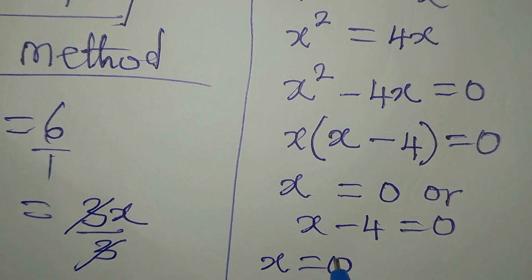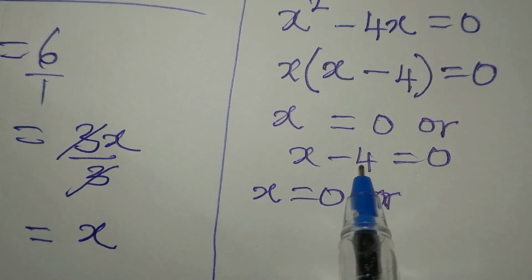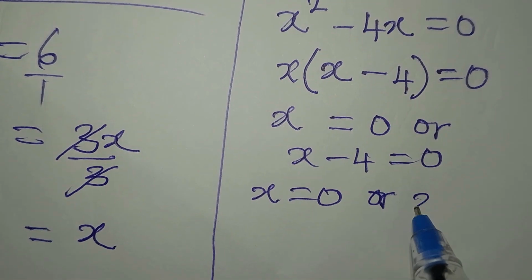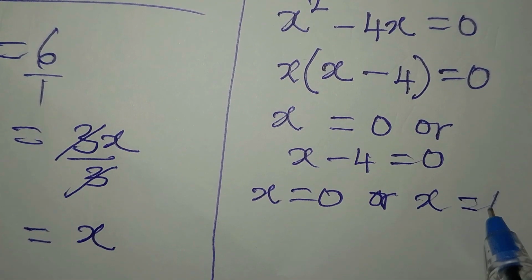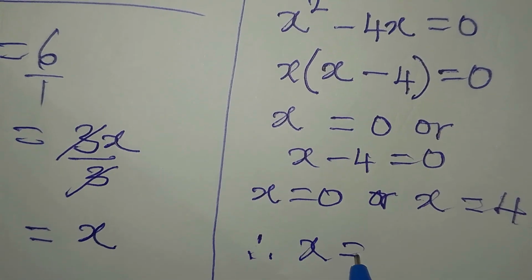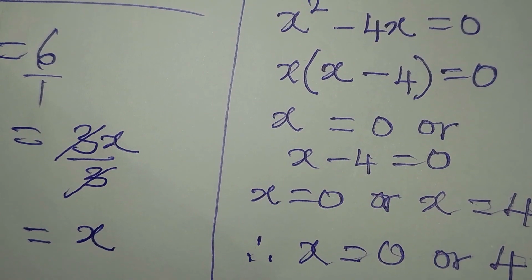X is already 0, or x minus 4 equals 0 means x is equal to 0 plus 4. So our x on this side will be 4. Therefore, x is equal to 0 or positive 4.